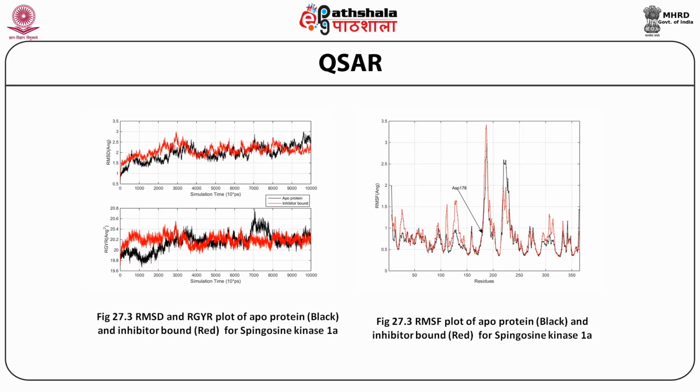The right hand side figure shows the root mean square fluctuation, RMSF plot of the apoprotein and the inhibitor bound one shown as red. See, red is coming down, fluctuation is less, black is going up. Fluctuations are more in the unbound state and it is coming down during the bound state.